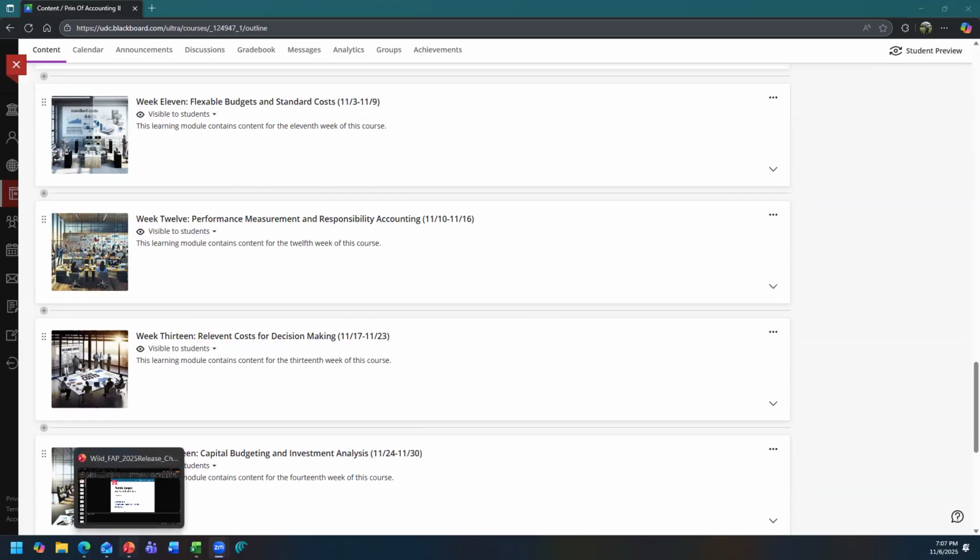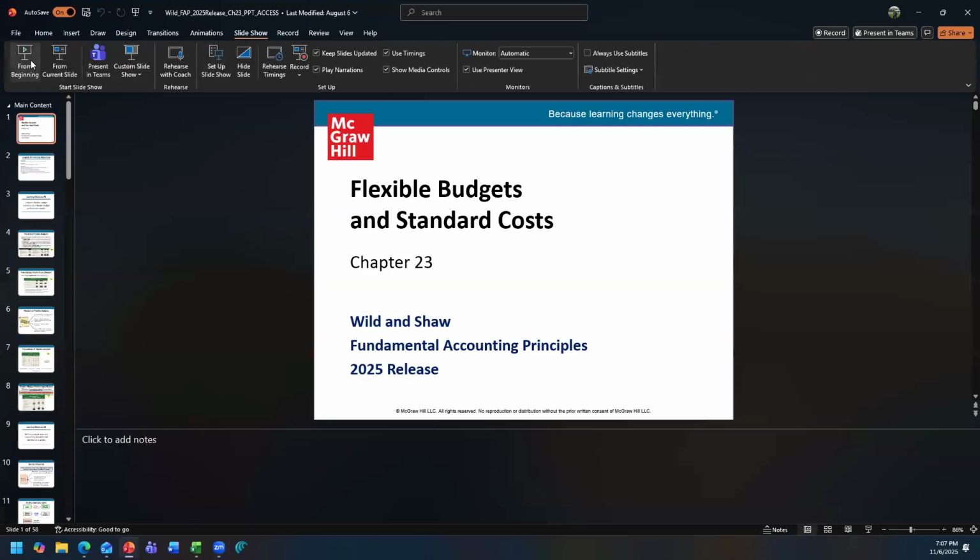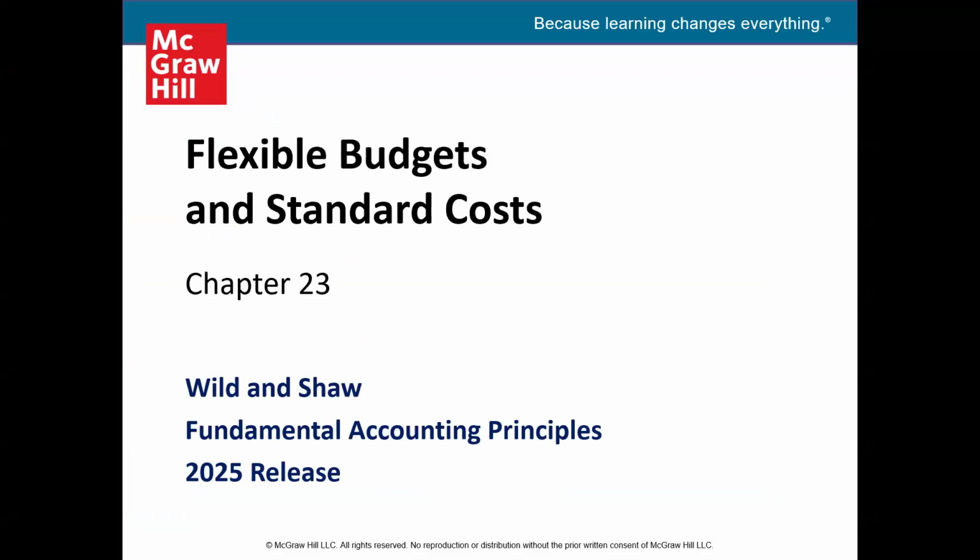Without further ado, I'd like to bring us to our conversation today, which is on flexible budgeting and standard costs. We're going to talk about how we set standard costs, what they are. We're going to talk about the difference between the actual cost and the standard cost, also known as the budgeted cost. We'll talk about how these costs relate to the flexible budget. And I'm going to go through a lot of different computations with you today.